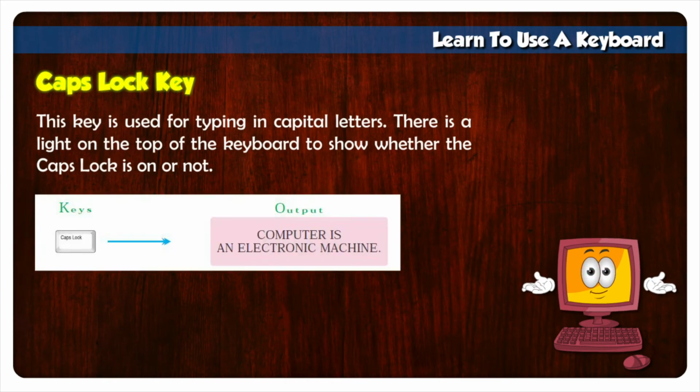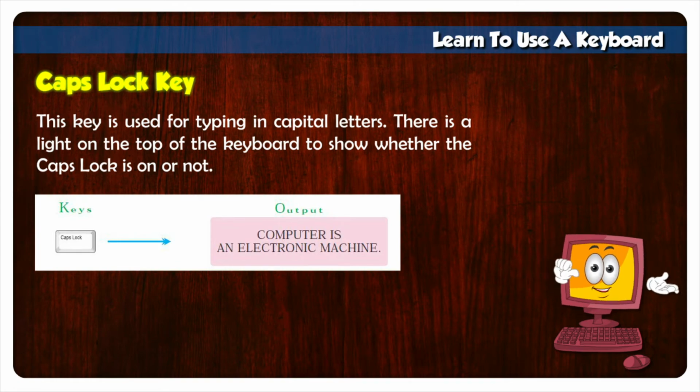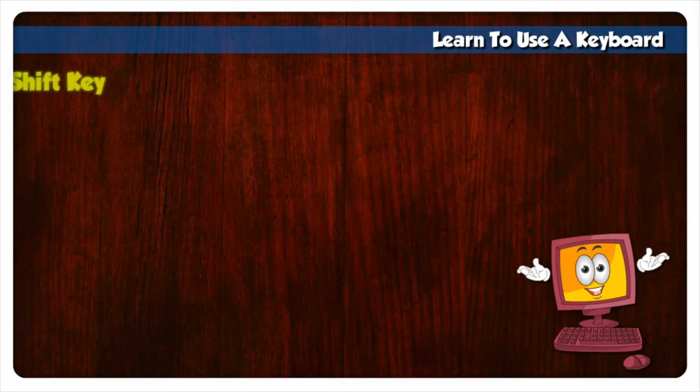Caps lock key. This key is used for typing in capital letters. There is a light on the top of the keyboard to show whether the caps lock is on or not.